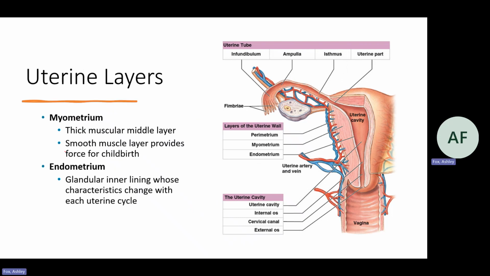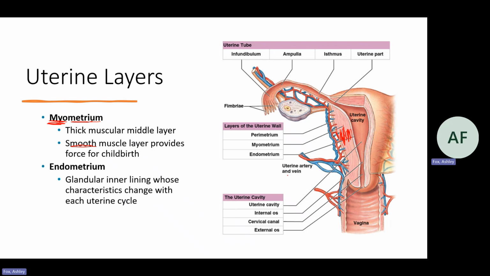The middle layer, remember myo has to do with muscle. So this is the muscular layer of the uterus. It's smooth muscle, so we can't control it. And that's where the forceful contractions occur for delivering a baby. So when we have contractions and actually pushing a baby out, that is going to be in the myometrium, and it's the thickest layer. So you can see here is the perimetrium. Then all of this is the myometrium.